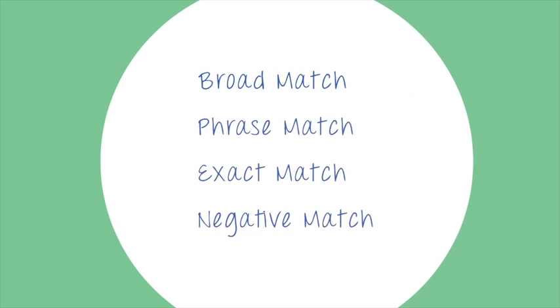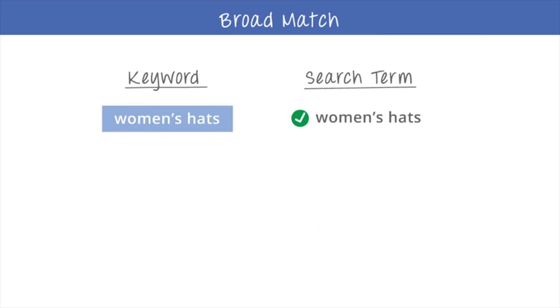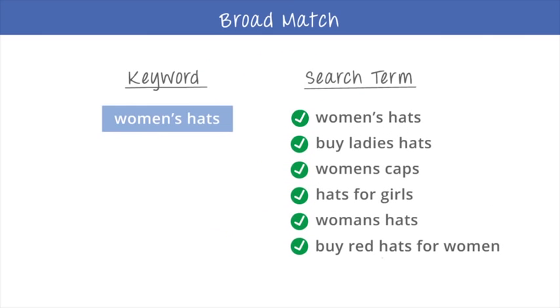By default, every keyword is broad match. This means that Sarah's ads can show for online searches that match her keywords, but they also show for searches that are closely related to her keywords, like synonyms or common misspellings, and longer phrases that contain her keywords.